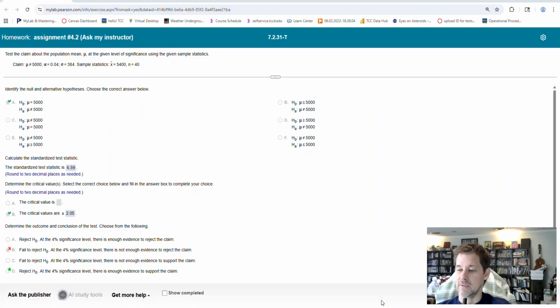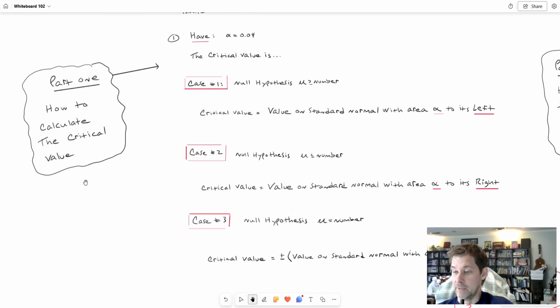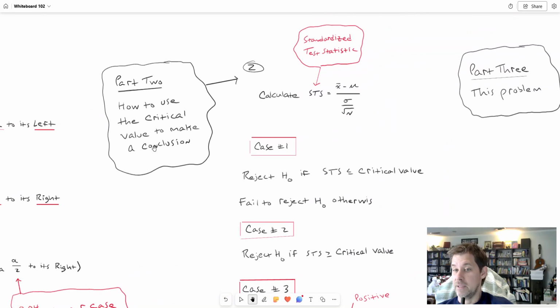All right, and you see it depends on which of the 3 cases we're in. Just look at the null hypothesis, figure out which case you have, and you calculate the critical number. So that's part 1 of what I want to say: how do you calculate the critical value. Part 2, how do you use that? Say we've got the critical value.